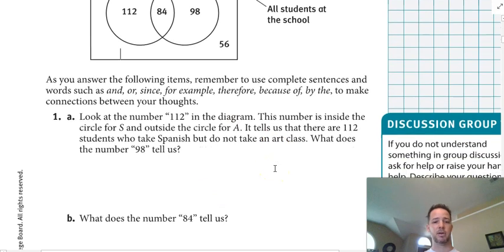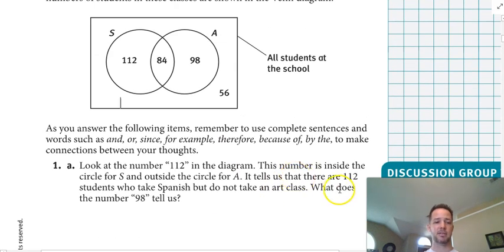It says, look at the number 112 in the diagram. This number is inside the circle for S and outside of the circle for A. It tells us there's 112 students who take Spanish but do not take an art class. All right, so we see here that's in the circle for S, but it's outside of the circle for A, for art. So we know those students are in Spanish, but they're not in art. What does the number 98 tell us? So 98, there are 98 students who are taking art, but not taking Spanish.